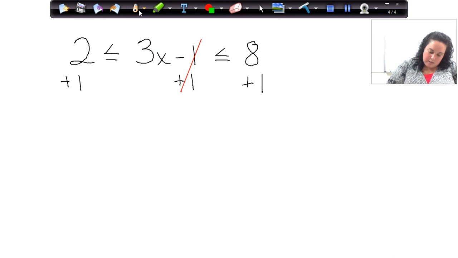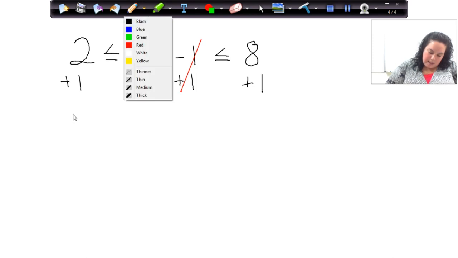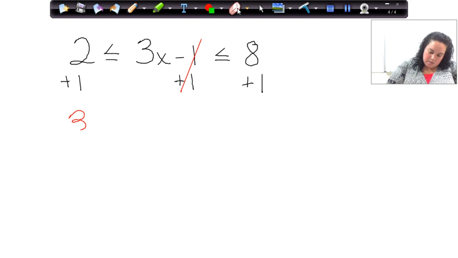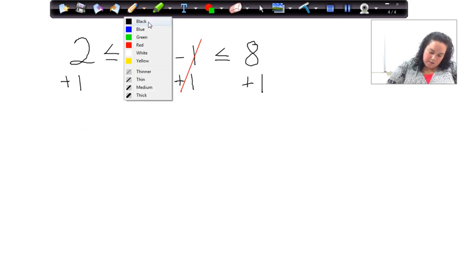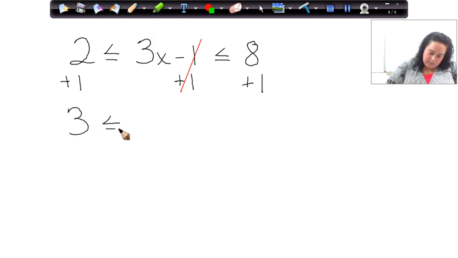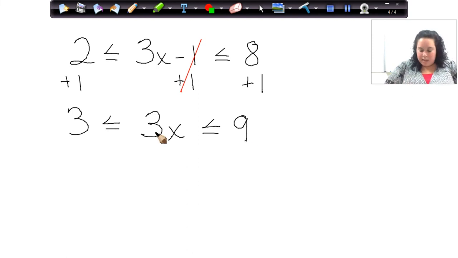That way the 1's will cancel out. And so we have 3 is less than or equal to 3x is less than or equal to 9. If this was a negative 3 and we needed to divide by a negative number, you would need to flip both of these inequalities the opposite way. But it's not, it's a positive number, and so we're good. So let's divide everything by 3. We get 1 is less than or equal to x is less than or equal to 3.